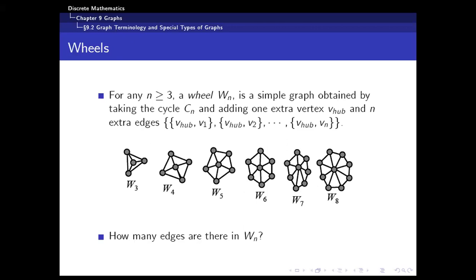I don't understand the last question. How many edges are there in the Wn graph? That means how many lines? See, when it is W3, how many lines are there? 6. In W4, 8. In W5, 10. So 3, 6, 4, 8, 5, 10, and then 12, 14, 16. So the number of edges is equal to 2n. So how many edges will there be in Wn? Twice n number of edges.